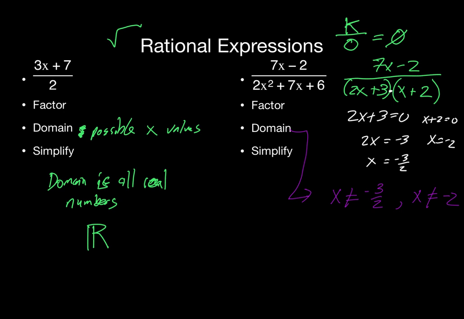And the way we would then write that is using what is called set notation. So set notation is a method for identifying what values I can have. So x, put a little colon there. So x can be anything from negative infinity up to negative 3/2.